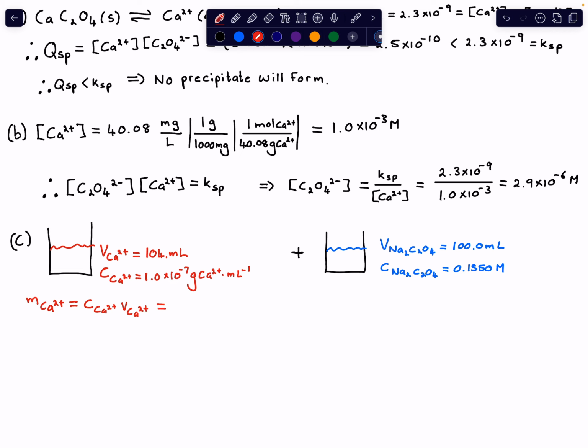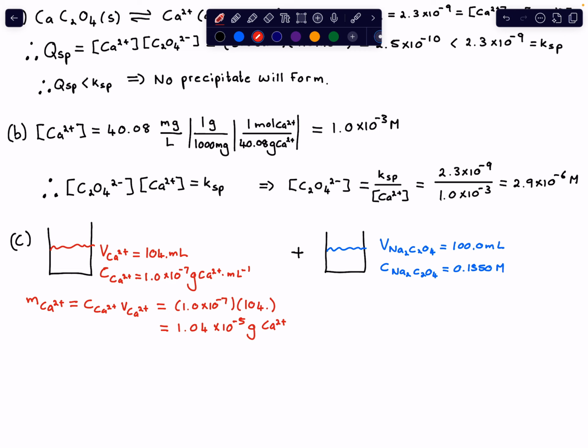So if we do that, we take the 1.0 times 10 to the negative 7 gram per milliliter and multiply it by 104 milliliter. Then the value that I get here is 104 times 10 to the negative 5 gram calcium 2+. Right, the units cancel. We just cancel the milliliters, so we're just left with gram calcium. That's what we're left with here.